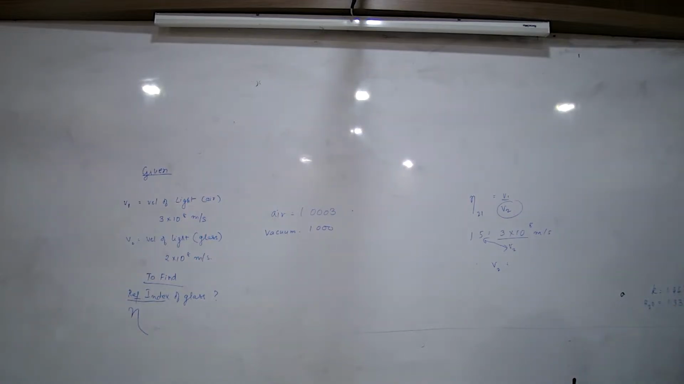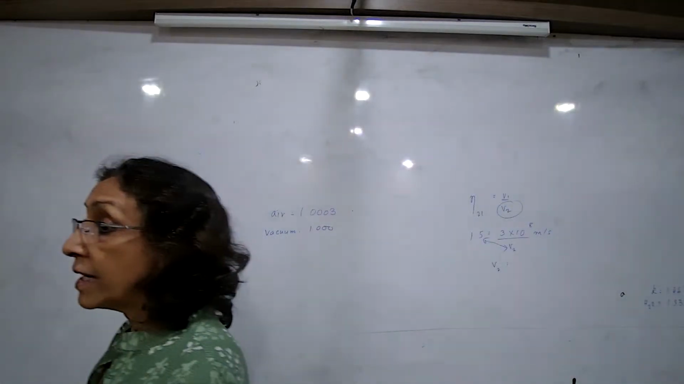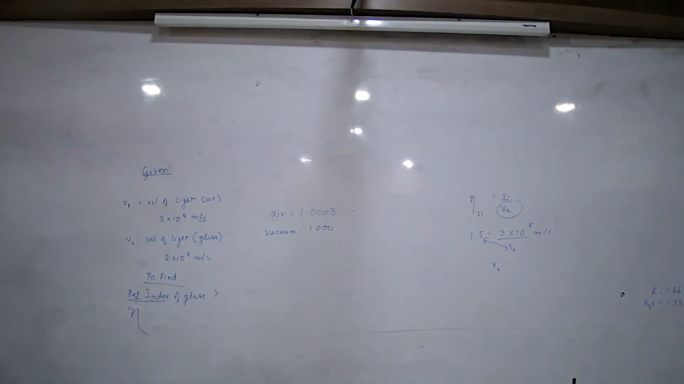What does it mean? Is it faster? Is it slower? Slower. Yeah, so you should write the speed of light in diamond is slower by a factor of... Factor of how much? 2.4. Did you understand? How did you write? Make a note of it. Slower by a factor of 2.4.